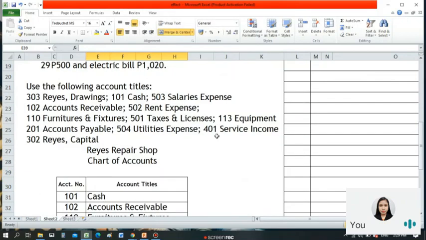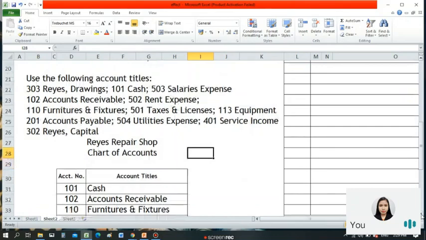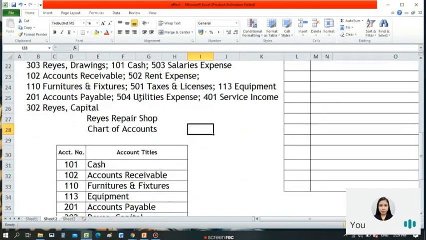Next is the expenses. So we have 501 taxes and license, 502 rent expense, 503 salaries expense, and then 504 utilities expense. So yun lang yung hirap na dadanasin nyo sa chart of accounts. Yung pagsunod-sunod din sila.